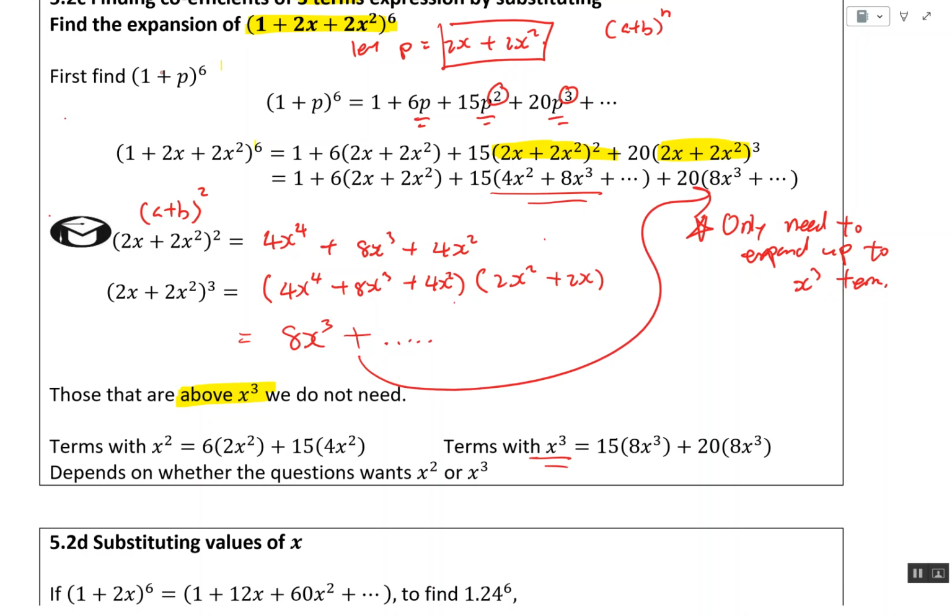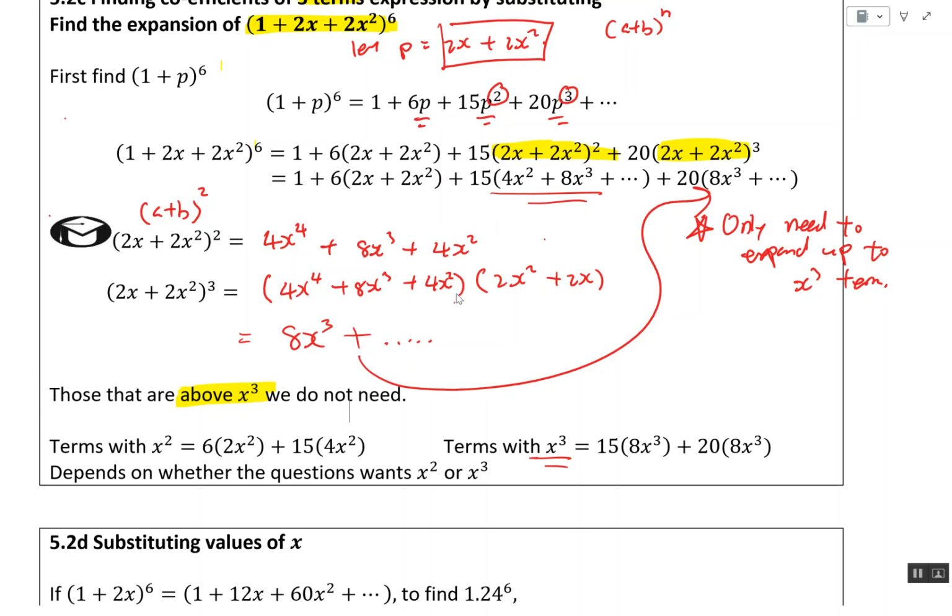For this one, it's slightly more complicated, because you need to be clear on what is the x power term that you require. Then from there, depending on what x power term you need, you multiply accordingly to see what the terms with x squared or terms with x cubed are. So for this example here, you can pause the video and take some time to digest the information.